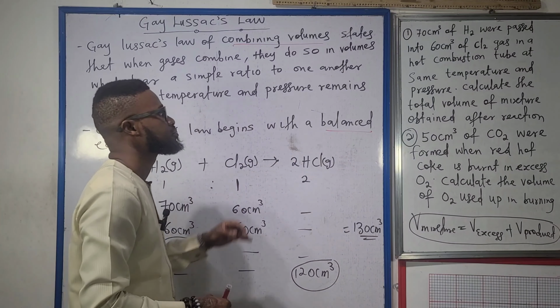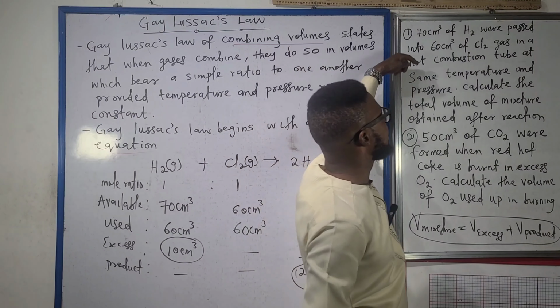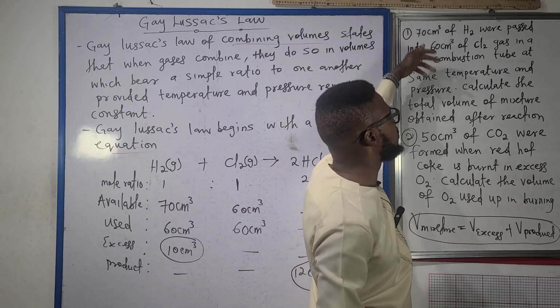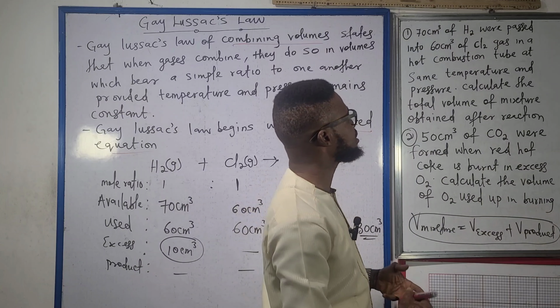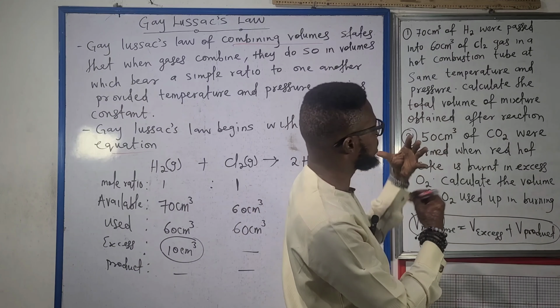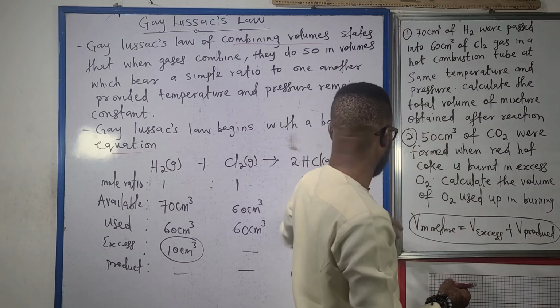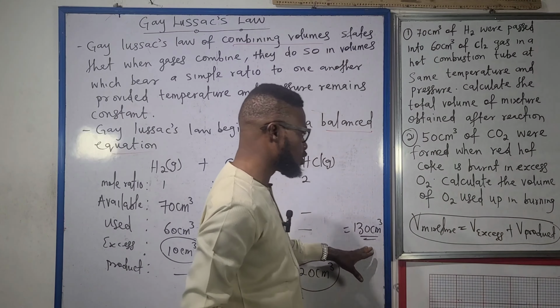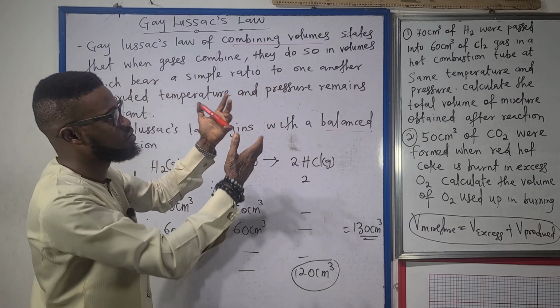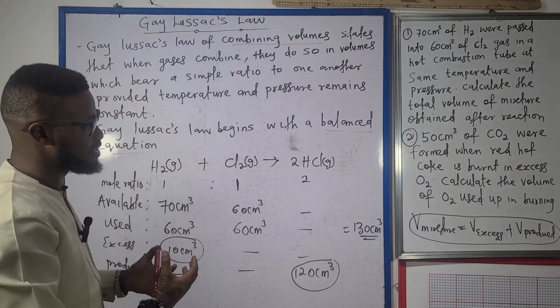But take note, some of you think it just merely means 70 cm cube plus 60 cm cube. No, it doesn't work that way. It's just a coincidence that 70 plus 60 is giving us 130 here. In subsequent questions, you will see that when you try to add up the reactants, you will never get the answer. So it's something totally different. It's not just by sheer addition of whatever figures you're seeing in the question.